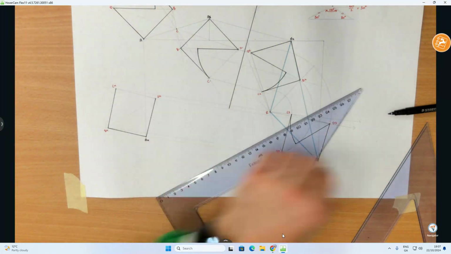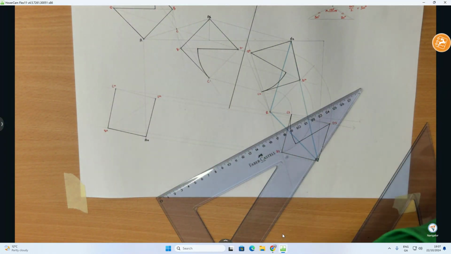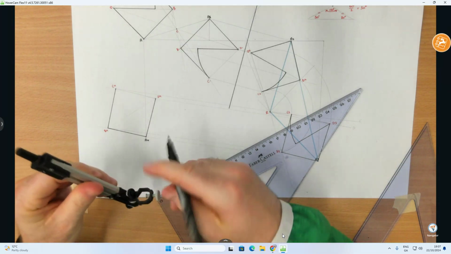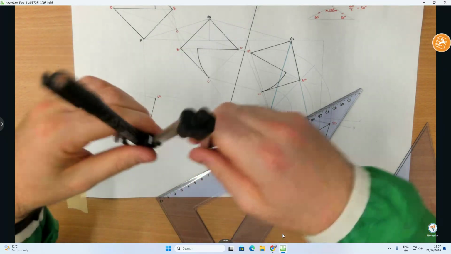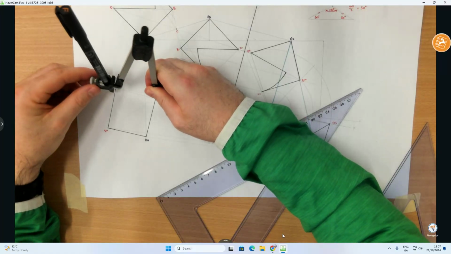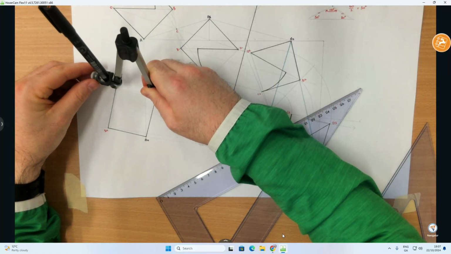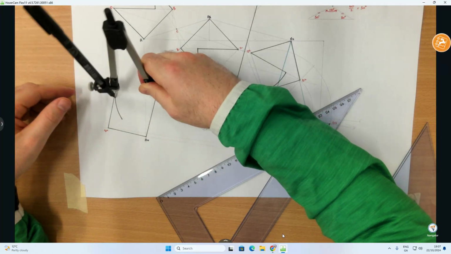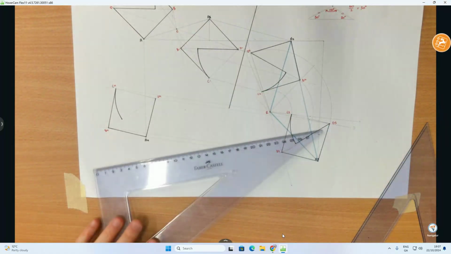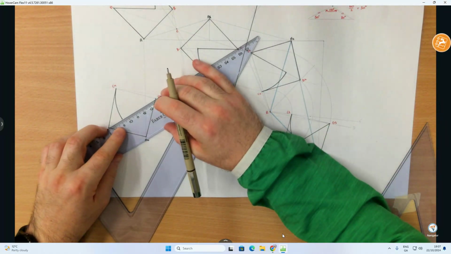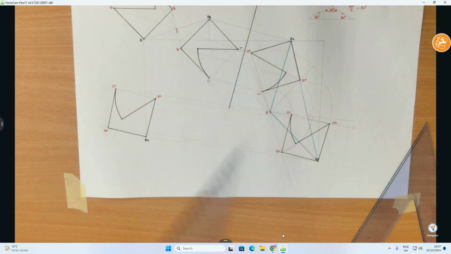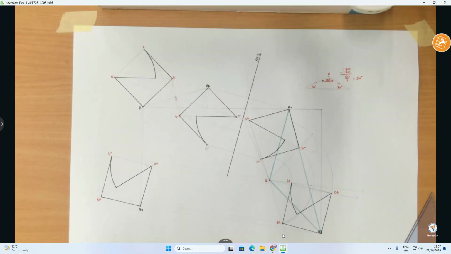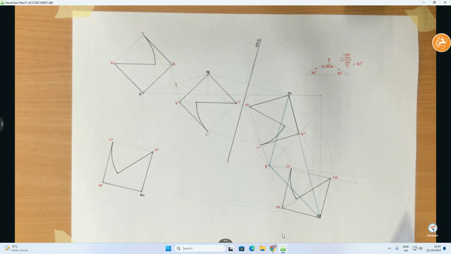And then switching out with our compass here. So center point on D, up to C, into the middle like that. And there we go. So there you have it, folks. Quite a complex little question there.